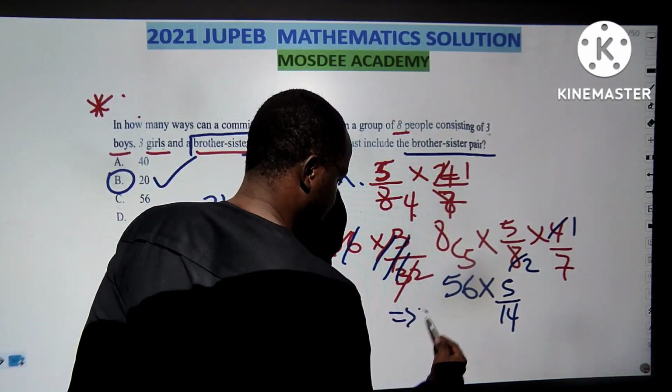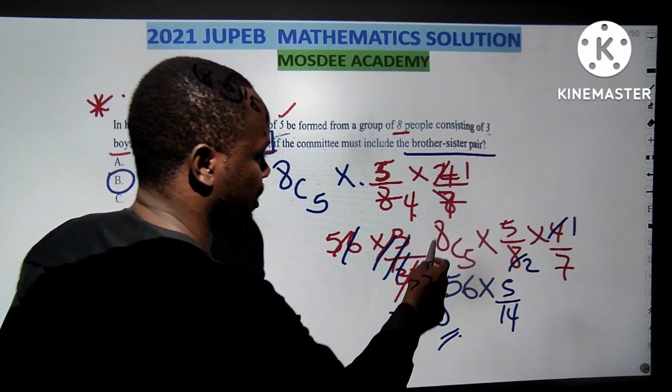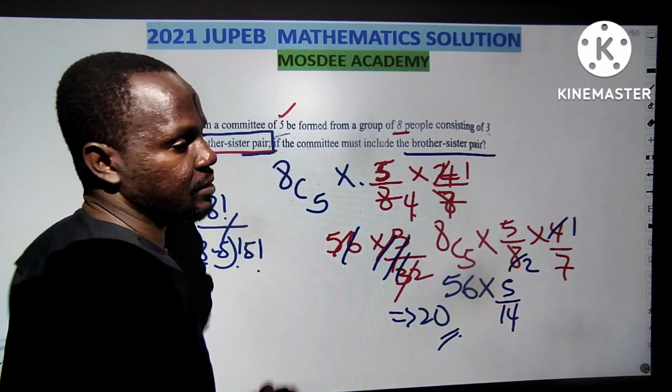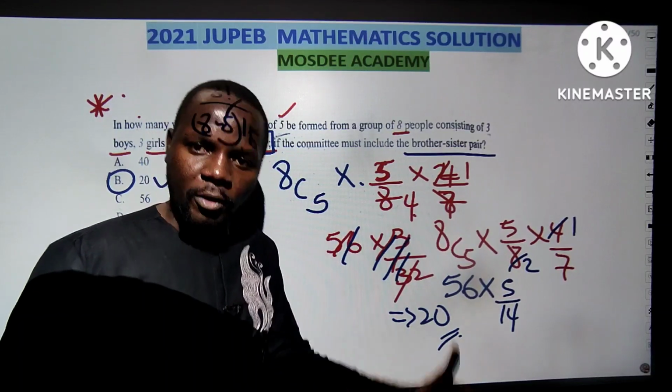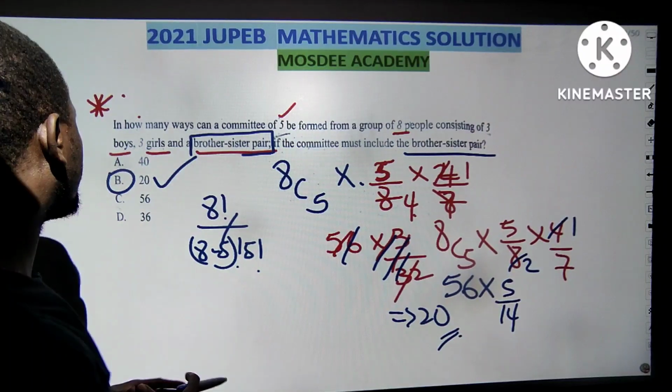This is 20. And please note that. So those are errors. It should have been 5. I'm taking 8 choose 5. The first person is 5 out of 8, the first boy or the first brother. And the second one will be 4 out of 7 that is left. So sorry about that. It happens sometimes. So thank God we were able to correct that.